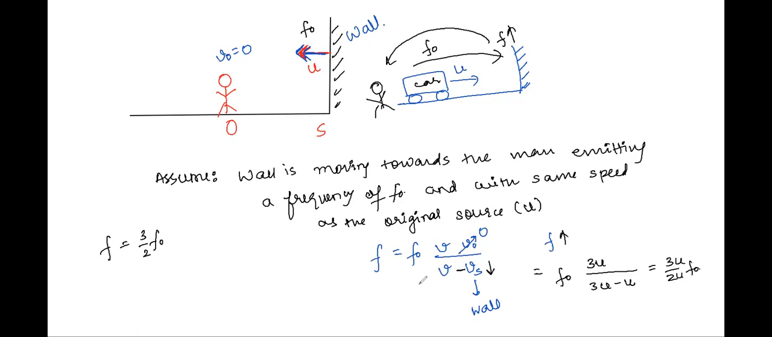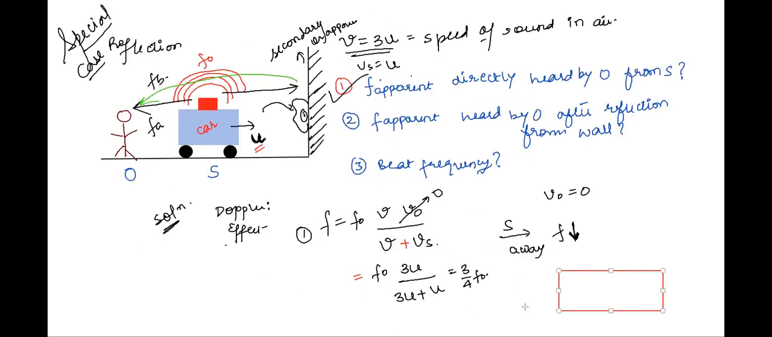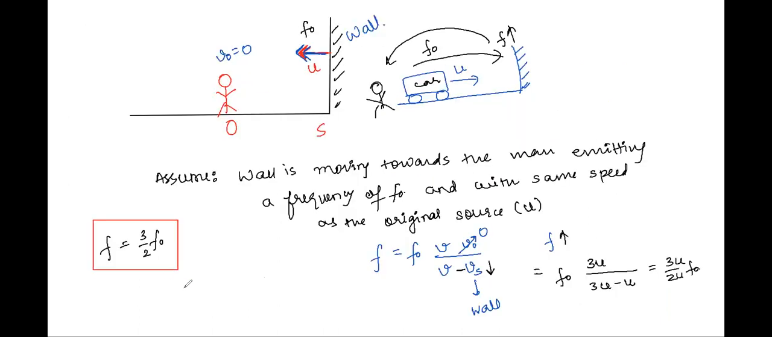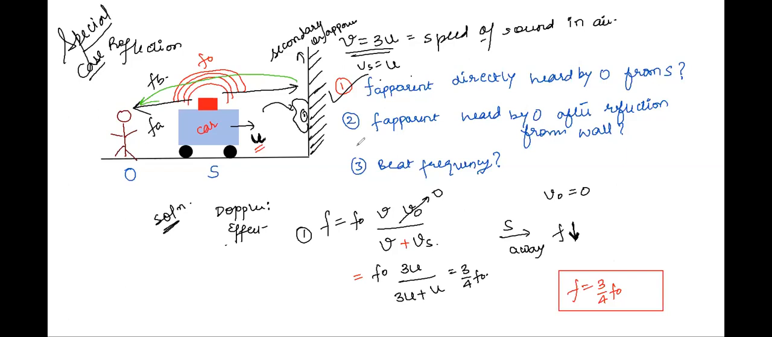Take a minute, absorb whatever I've said, and then we'll move ahead. Are we clear with this, Karuna? See what happened here. In our first case, F is equal to 3 by 4 times F naught. And what about the second case? In the second case, F is equal to 3 by 2 times F naught, right? Yes, sir. What if I ask you what is the percentage increase or decrease in each case? Will you be able to find that out? Yes, sir. Tell me how much is the percentage decrease here? 25%?